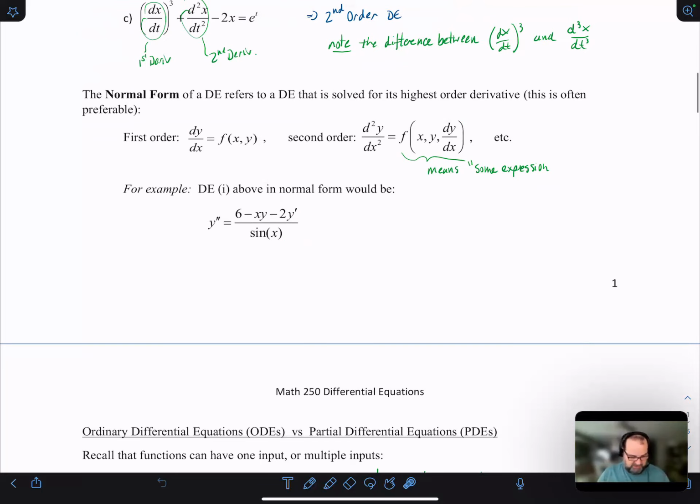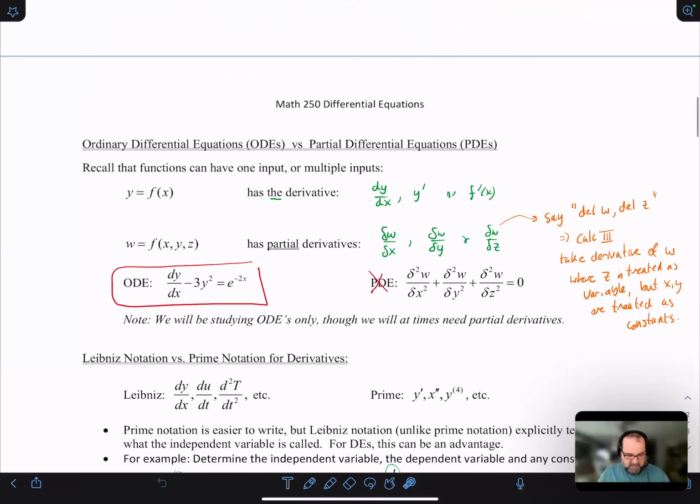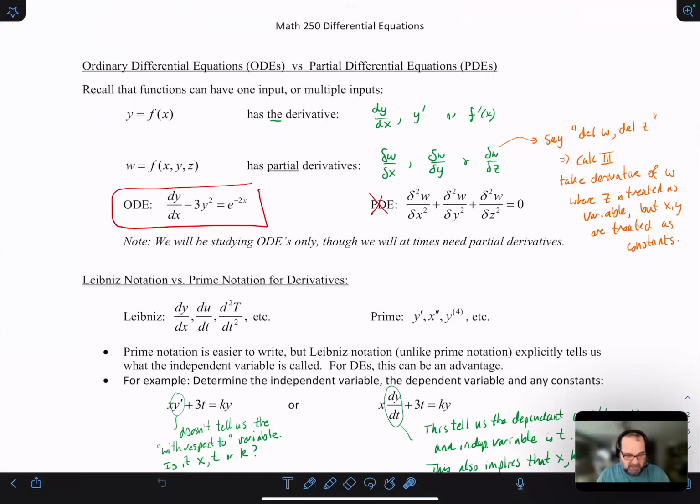Okay, so other things we want to think about here, some other terminology. There are a couple of broad classifications of DEs. We have ordinary differential equations and partial differential equations. An ordinary differential equation is an equation involving normal Calc 1 type derivatives. dy dx, y double prime, and so on are all ODEs.